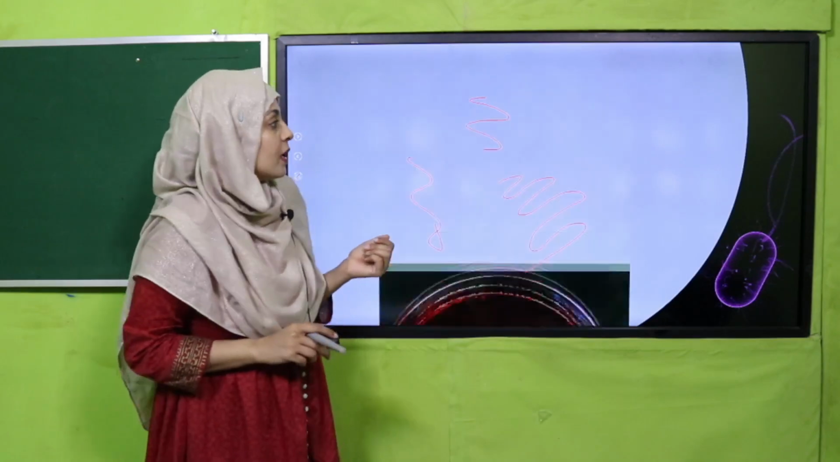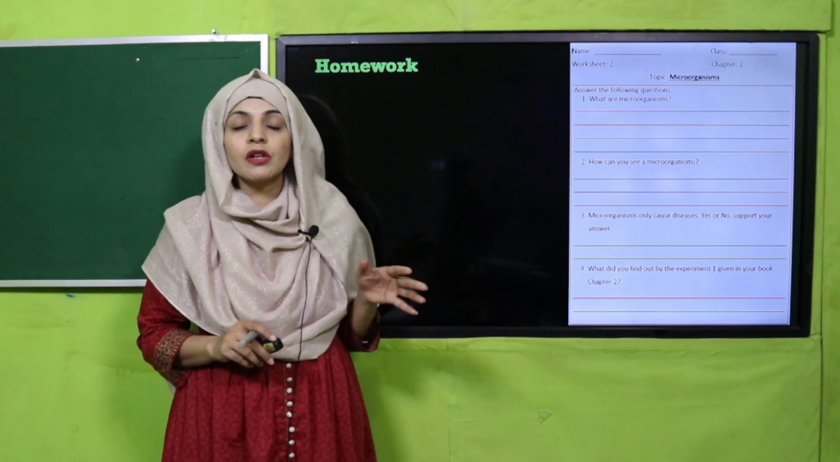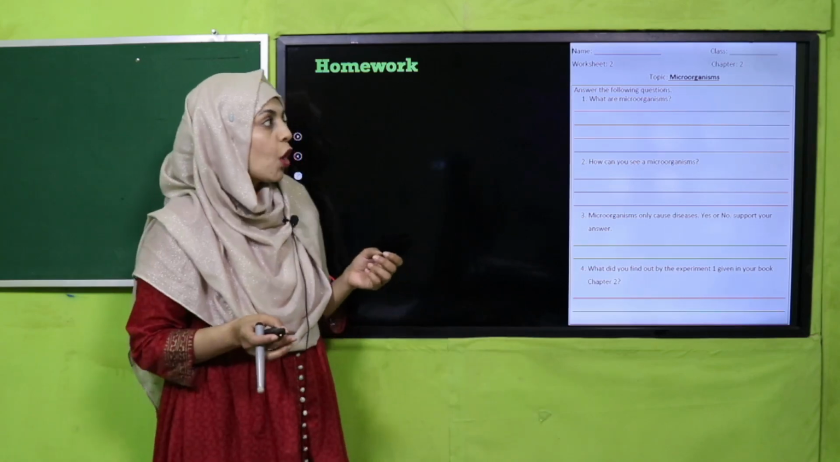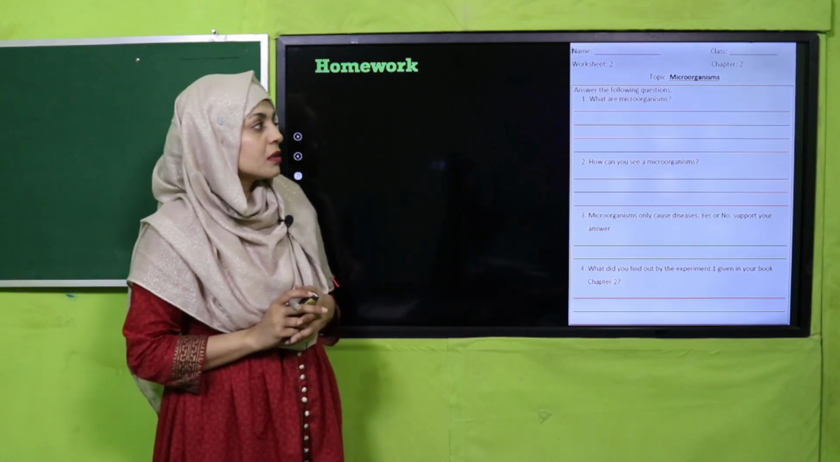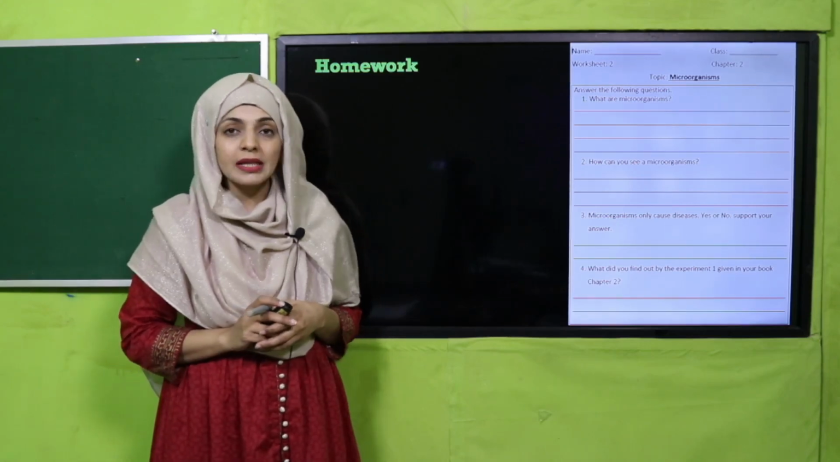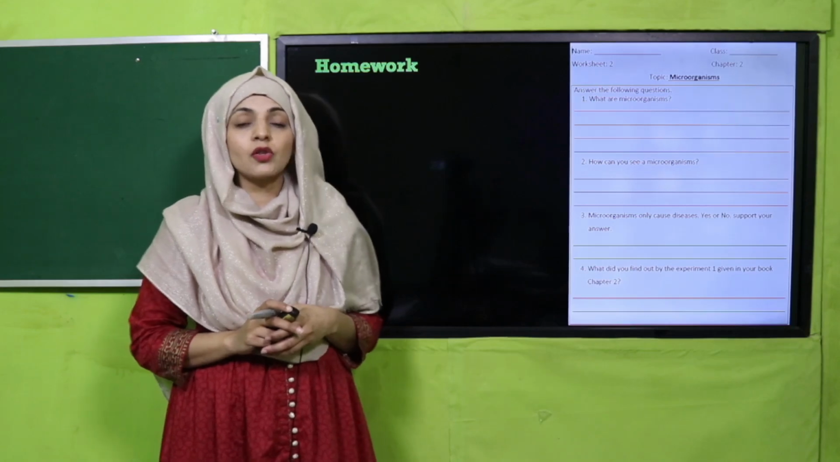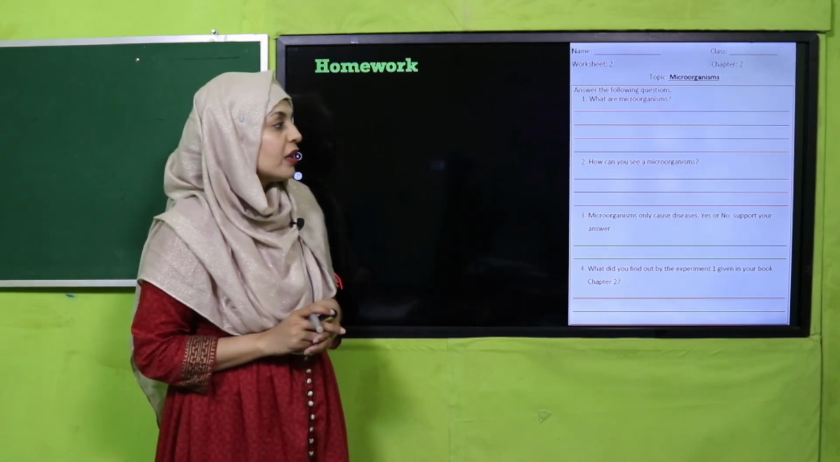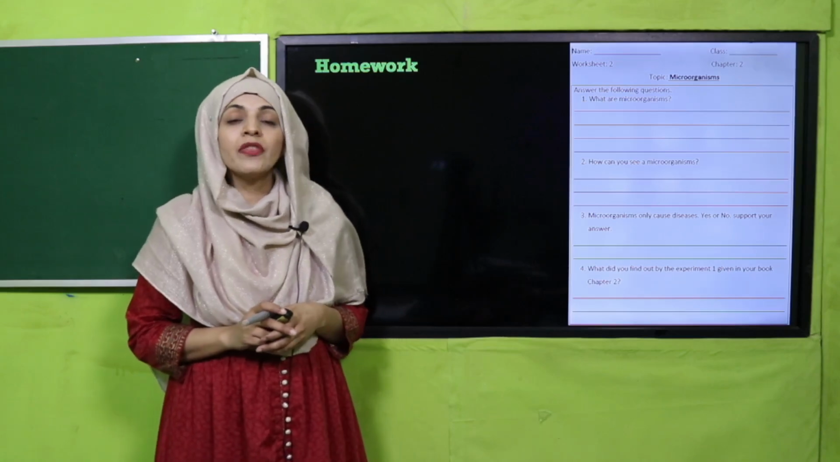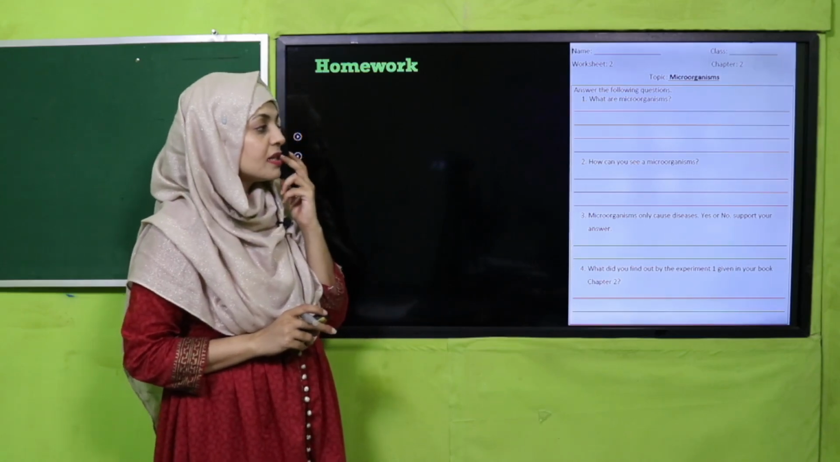So my dear students, for homework you can download this worksheet from the description box below this video or you can get it in print form by your teacher. Write down your name and your class, then answer the following questions. What are microorganisms? They are tiny living things which are present all around us and can be seen with a microscope only. How can you see a microorganisms? With the help of a microscope. Microorganisms only cause diseases? Yes or no?